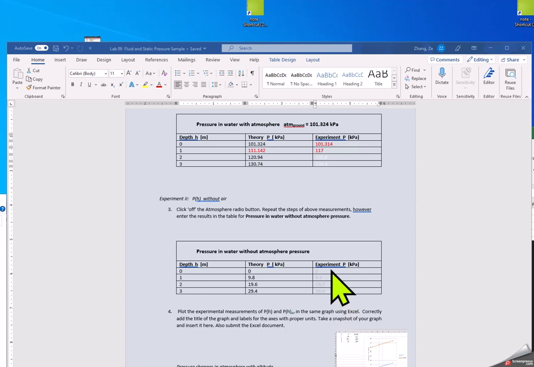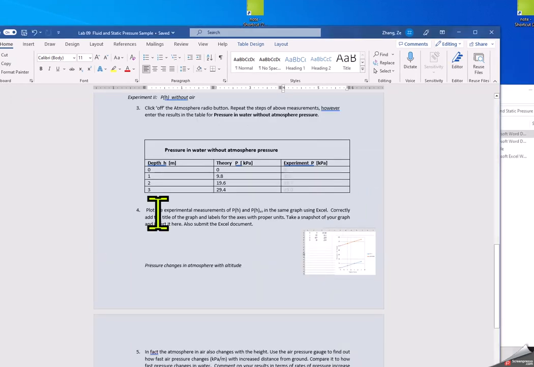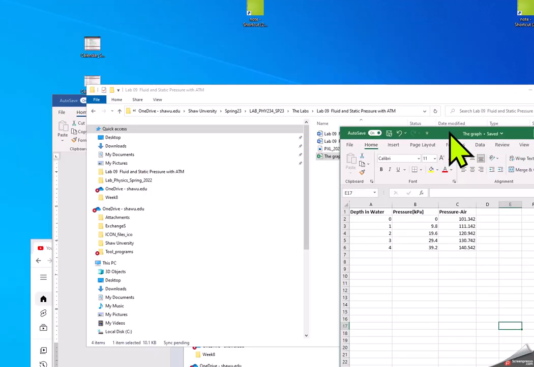You're going to fill this up by doing the experiment, and you're going to do the calculation on paper. See if theory and your experiment match. And then number 4, once you have the data, we actually just recorded 2 cases. One is with air and one is without air, which is the second one, the imaginary situation. We're going to plot both experimental cases, with air and without, on the same graph using Excel.